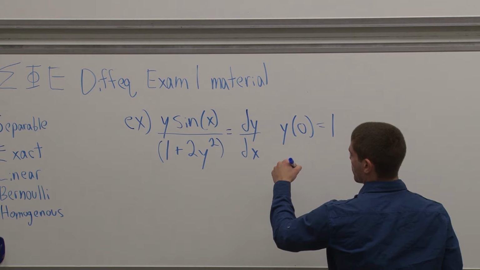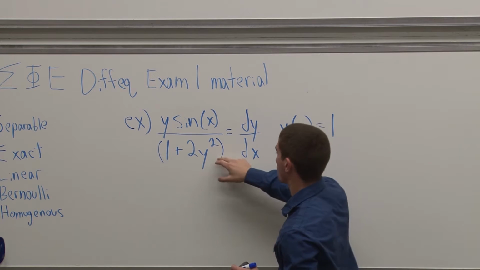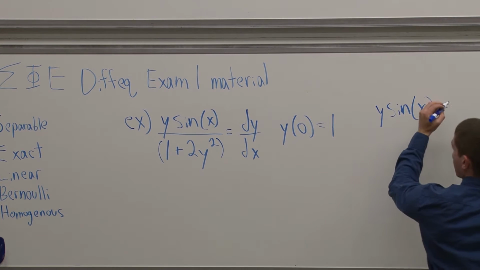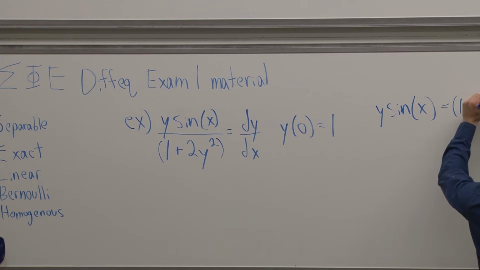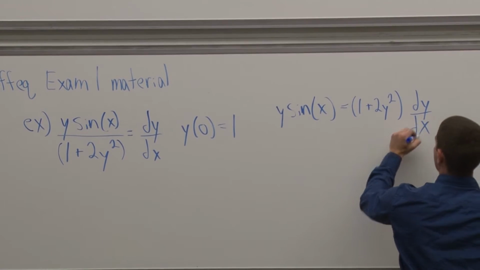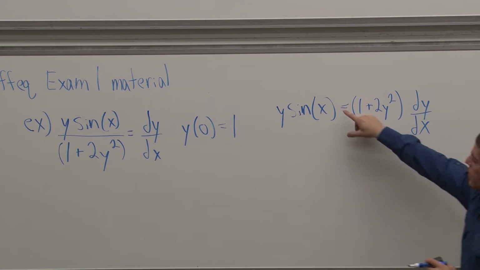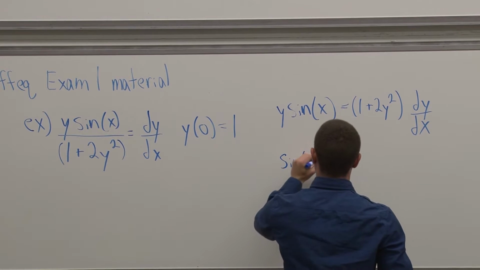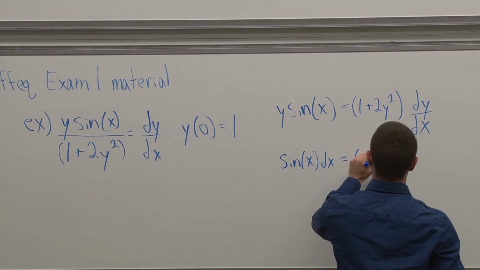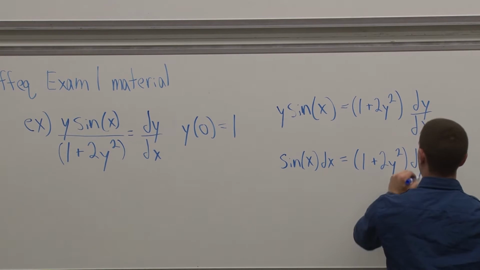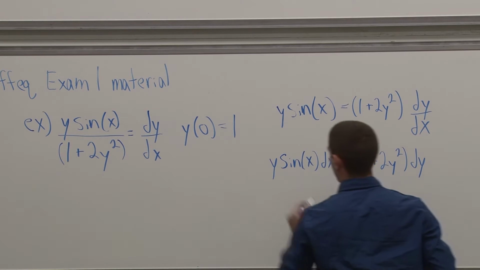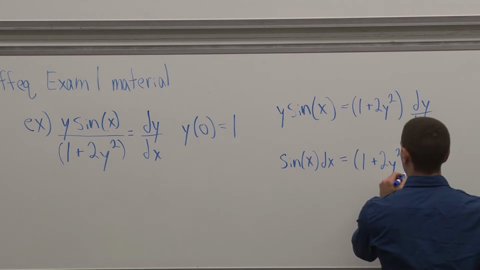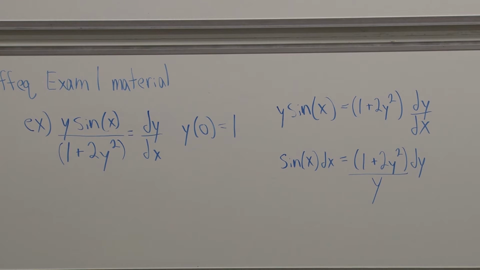All right, so let's separate that. Suppose we moved this 1 plus 2y squared over to the other side. We end up with y times the sine of x equals 1 plus 2y squared dy dx. And now we want to move this dx to the other side. So then we have sine of x times dx equals 1 plus 2y squared dy. And then you have a y right here. So now we want to take this y, we can just divide it by the side and put it on the bottom of there. And voila. You separated your variables. So first step is done.